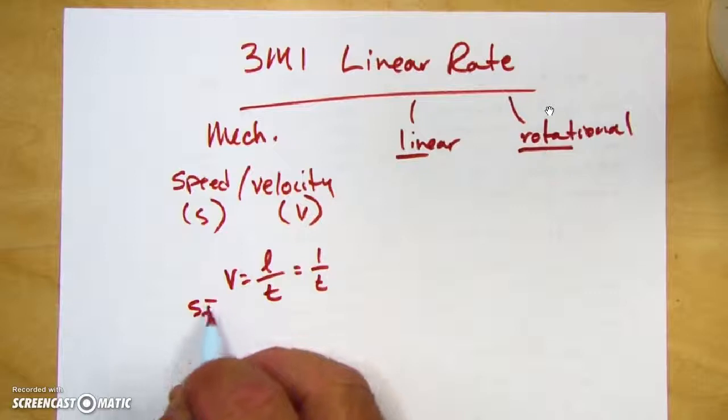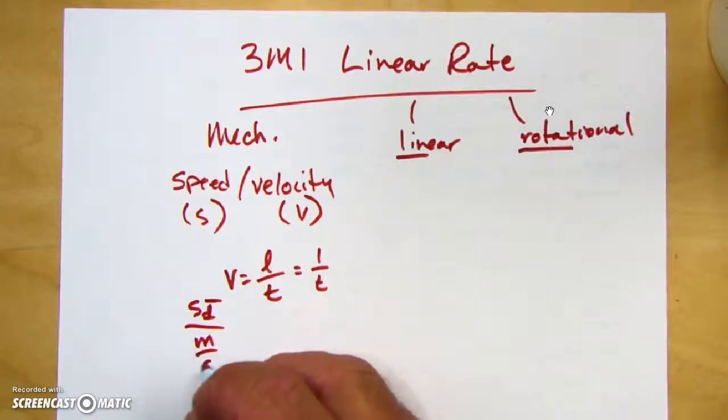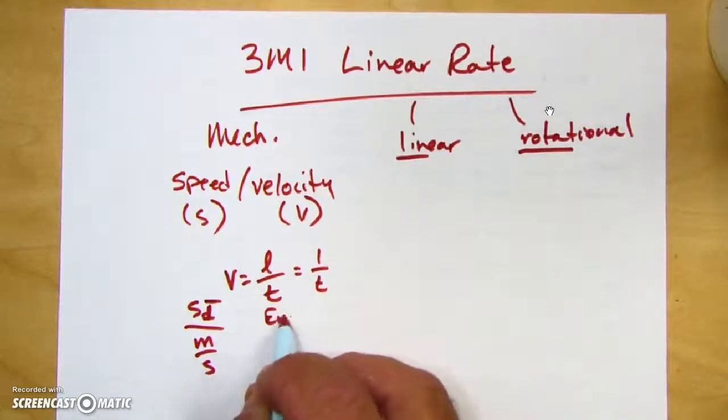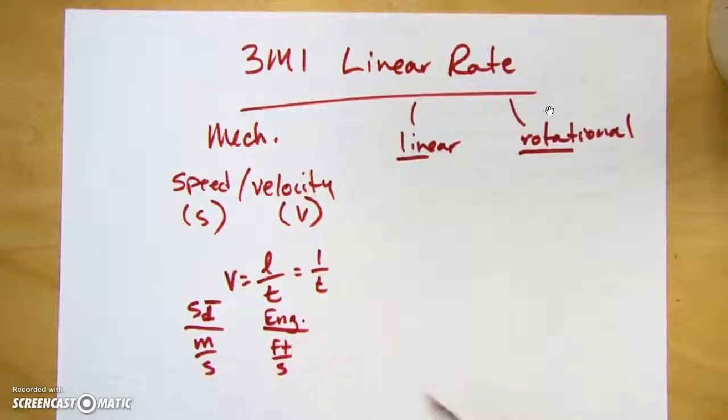Now, in the metric system, we have meters per second, or you could also have kilometers per hour as a common one they use for automobiles, but meters per second is what we'll probably use more in the lab. In the English system, you would have something like feet per second, or of course miles per hour, which is one you already know.